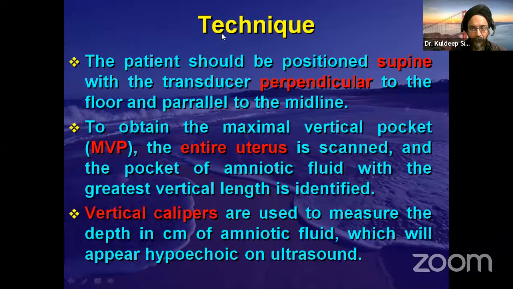The patient is supine, and the transducer has to be perpendicular to the obstetric table, parallel to the midline. For a maximum vertical pocket, first scan the entire uterus, looking for a pocket of amniotic fluid with the greatest vertical length. Do not measure it horizontally, it has to be vertical. Vertical calipers are used to measure the depth in either millimeters or centimeters.